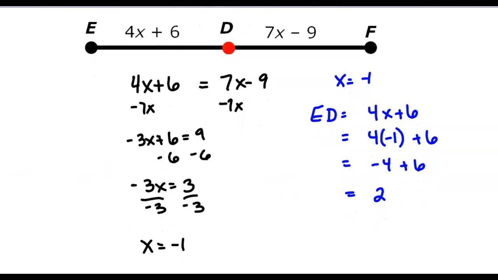Well, what else do we know? We also know that DF, excuse me, that's supposed to be an F there, not an E. So DF should be the exact same thing. Why? Because the definition of midpoint says they're equal. So DF is equal to 2. And it also says to find EF. Well, what do we know about EF? EF is the entire length. Well, if ED is 2 and DF is 2, then when you add those two together, you're going to get 4.